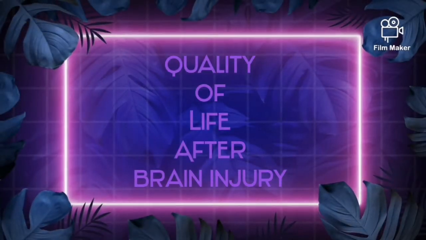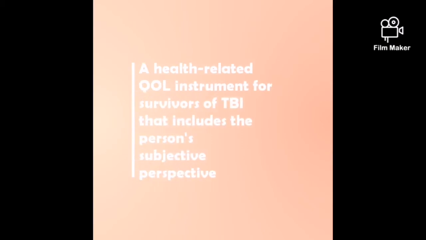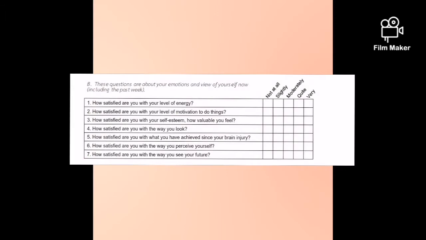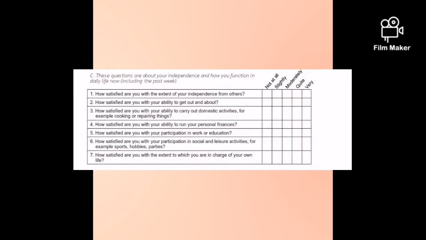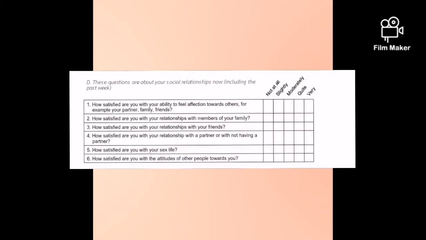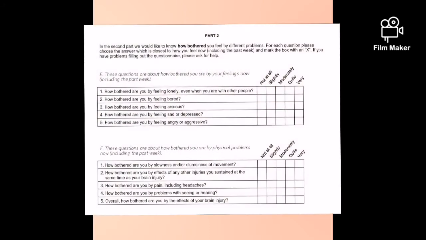Quality of life after brain injury is a health-related quality of life instrument for survivors of TBI that includes a person's subjective perspective. It is a 37-item scale with 6 subscales, and the first part assesses satisfaction, with 4 subscales: the thinking, feelings and emotion, autonomy in daily life, and social aspects. The second part is devoted to bothered questions, and it is composed of 2 subscales: the negative feelings and restrictions.